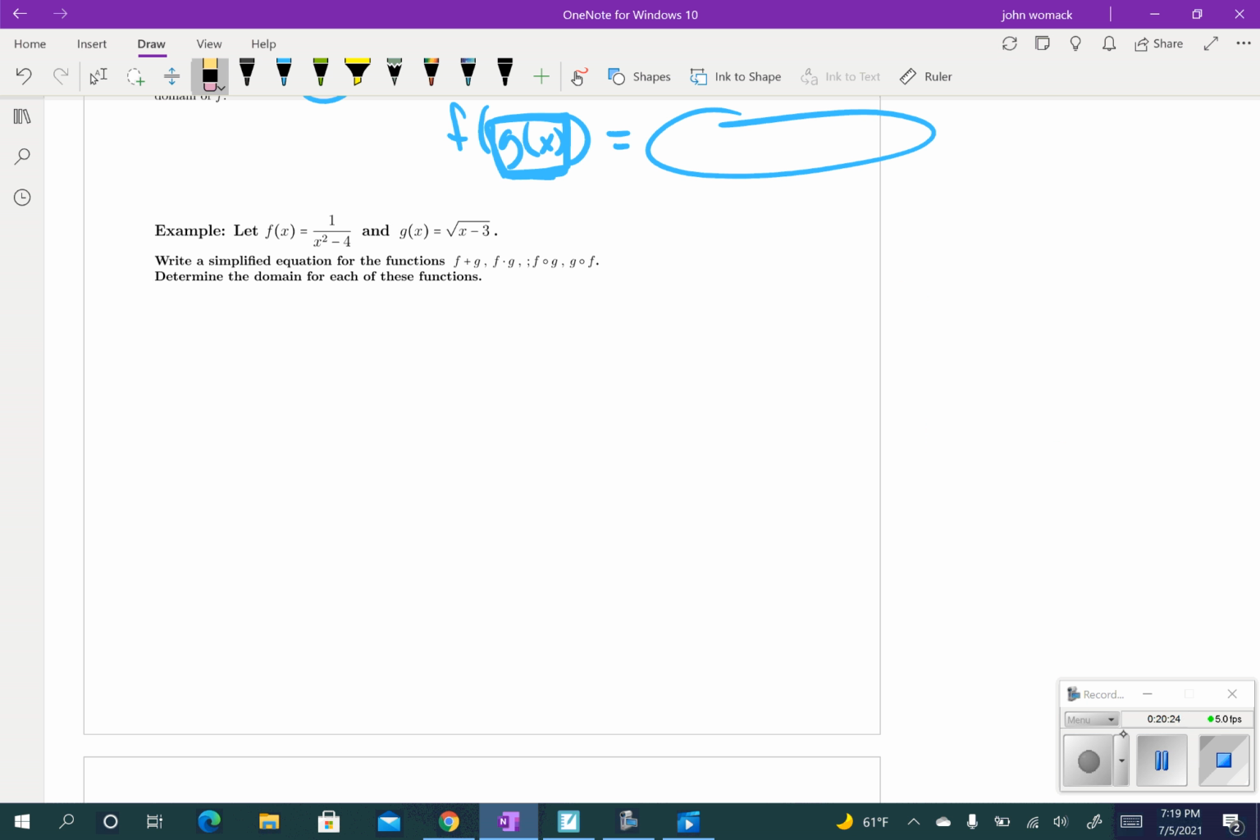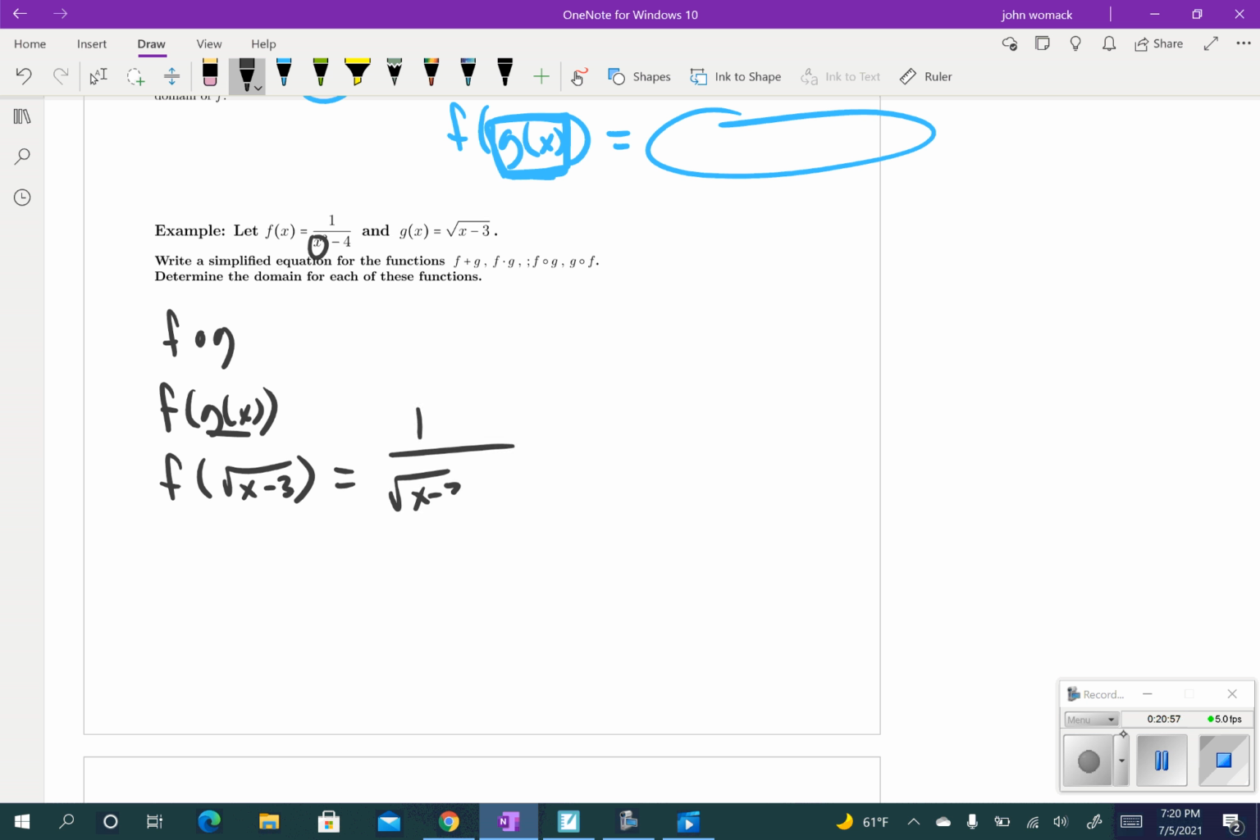and then we'll find the domain. So let's go f of g, which means this. Again, always write it this way: f of g of x. We start with the inside. What is g of x equal to? Well, that's the square root of x minus 3. Now we're going to take that and plug it in for x into f. So I'd have 1 over the square root of x minus 3, squared, minus 4. And we can do a little simplifying there.